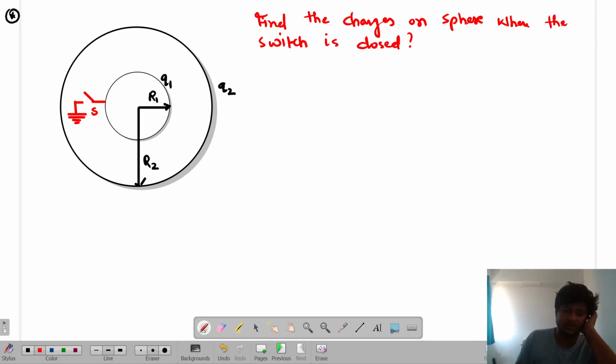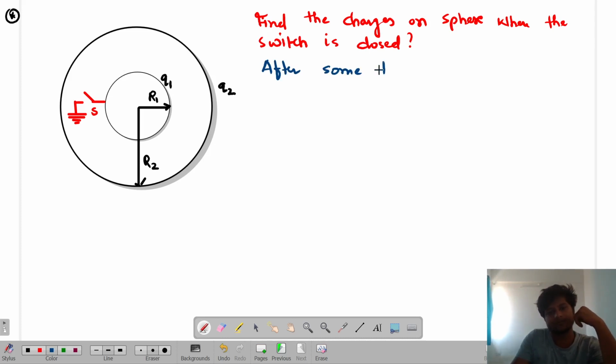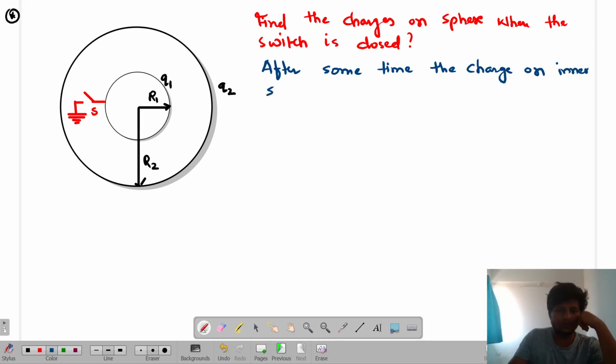So once again, let's suppose this is Q2. So this Q1 will be neutralized. Let us consider that after some time, the charge on the inner sphere, whatever it is, x or y, we can assume.